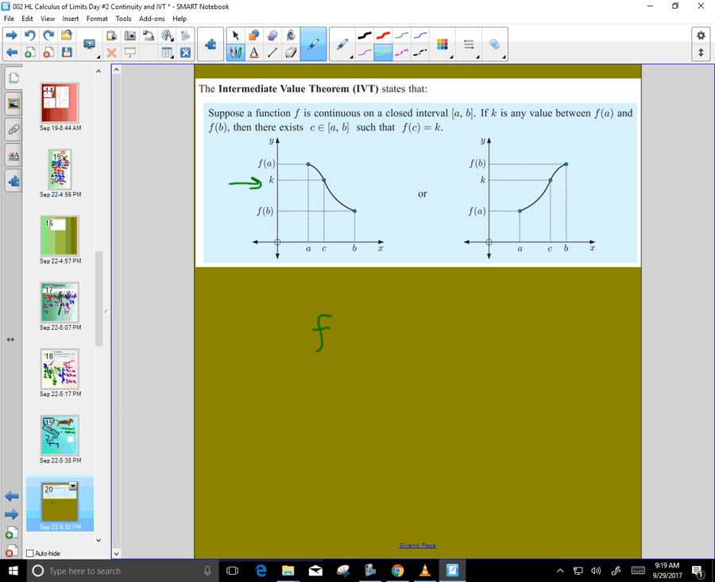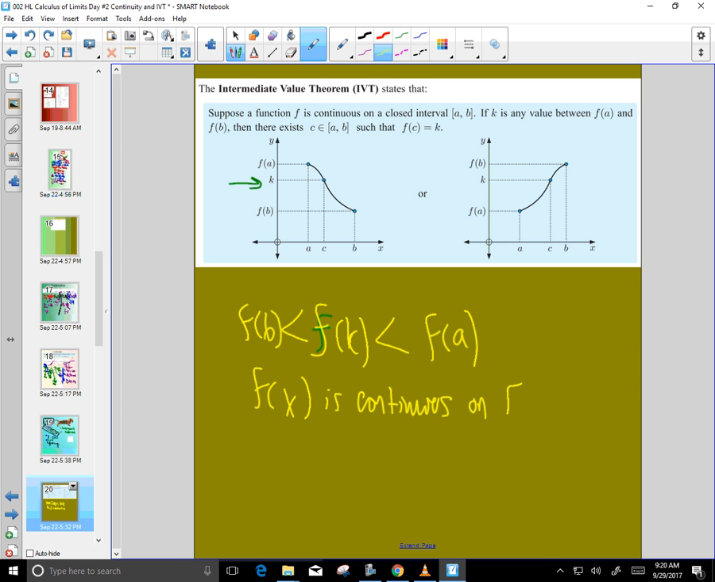All we have to say is that f of k, unfortunate letters here, is between what 2 things? It's going to be smaller than f of a and larger than f of b. So we want to show that these 2 values are on the outside. This is on the inside. We also have to show that f of x is continuous on AB. And if we can do that, therefore, f of k exists by intermediate value theorem. So this is like step 1. This is step 2.